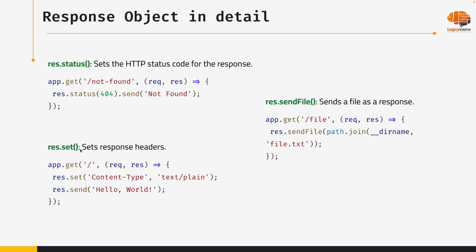Now res.set. Set is used if you want to send header information from server to client side, like content type is application/json. At that time you can use the set method, and then the send method. If you want to send any file from the server to the client, then you can use sendFile. You can create any file in future if you need.